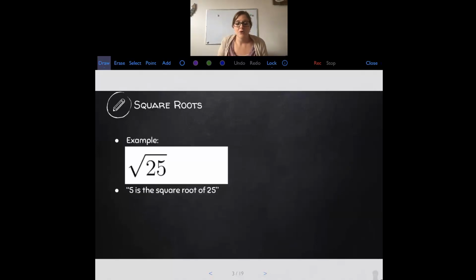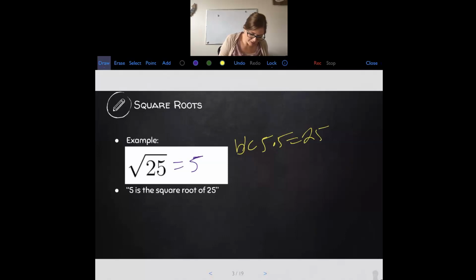So for example, we have the square root of 25. When we're evaluating that, we're looking for what number times itself is going to give us 25. So you might say that that's 5, because 5 times 5 is 25. So 5 is the square root of 25.